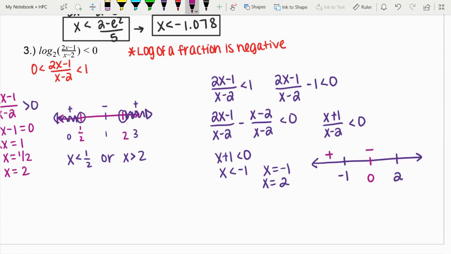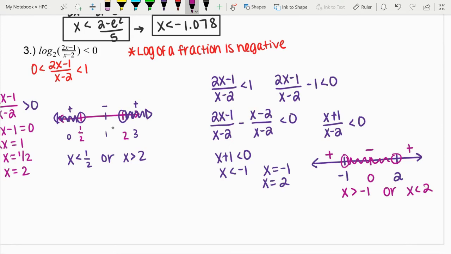And then if you substitute in a number greater than 2, we will get another positive. So our only solution set is going to be in between -1 and 2. Okay, so we have x must be greater than -1 and x must be less than 2. Okay, so at this point we have 4 different inequalities.